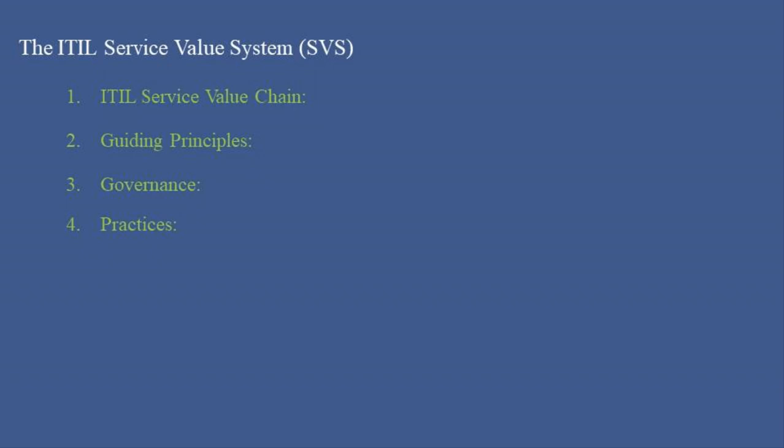They also include resources and capabilities. There are 34 practices in ITIL 4, which are grouped into 3 categories: general management practices, service management practices, and technical management practices. 5. Continual improvement.